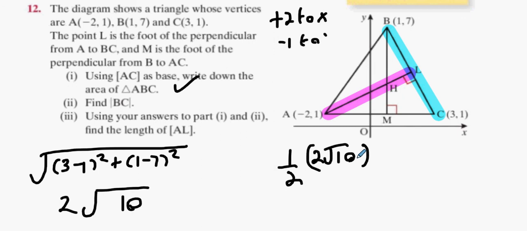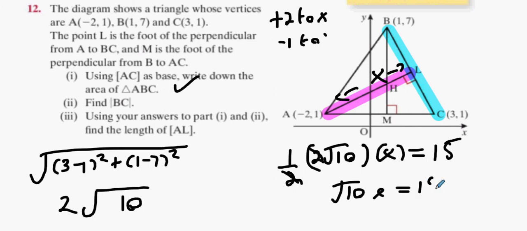Is that alright? Use x to be the length of this part here. And we know the answer has to be 15. So what can we get here then? Cancel the two of them. Root 10 times x is 15. x is 15 over root 10. Anybody know what 15 over root 10 is if you put it in the calculator? Give it to me in decimals if you have to.